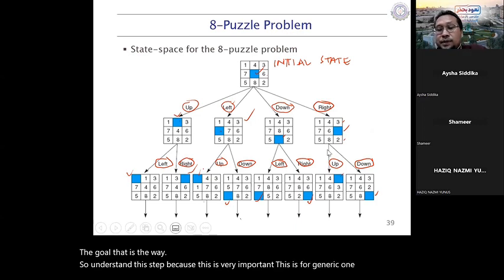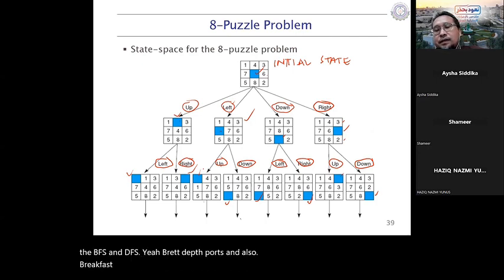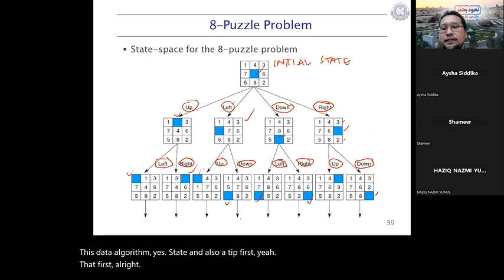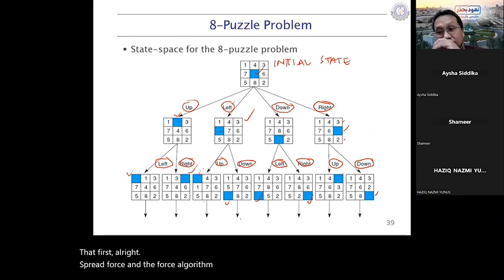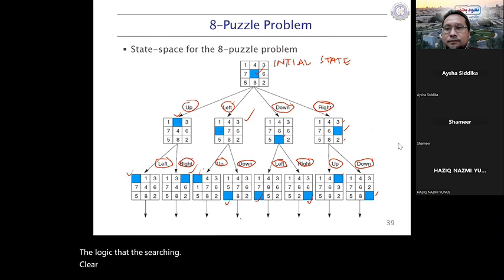Before we go to BFS and DFS, breadth first and depth first algorithm. So, any doubt here? Any question? Because this is very important to understand the logic of the searching. Clear so far? You can imagine this puzzle.